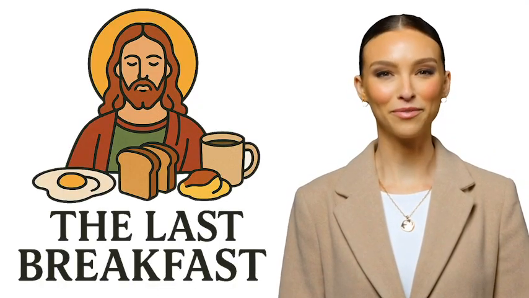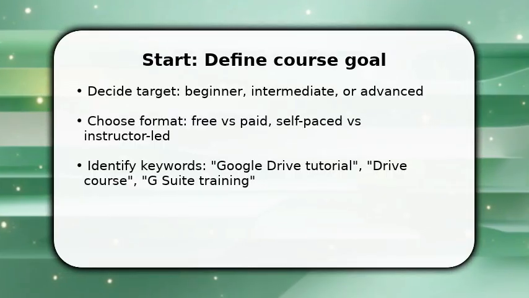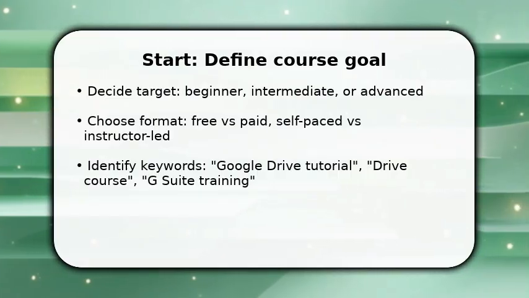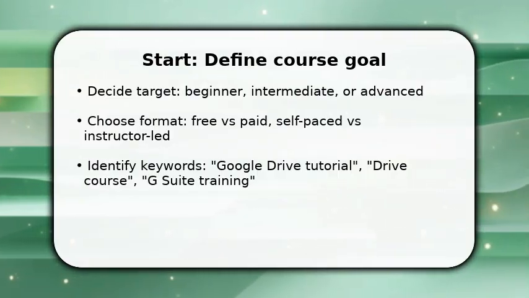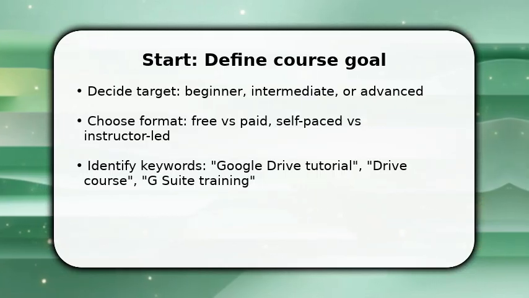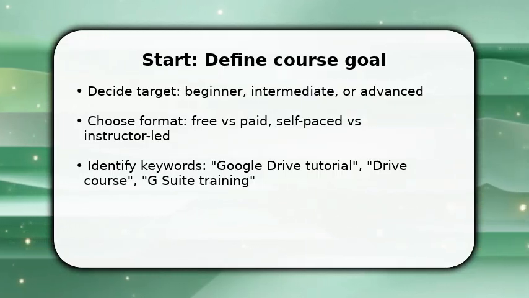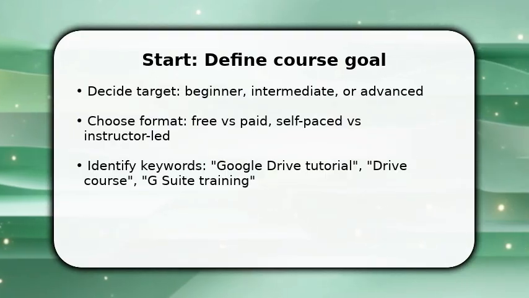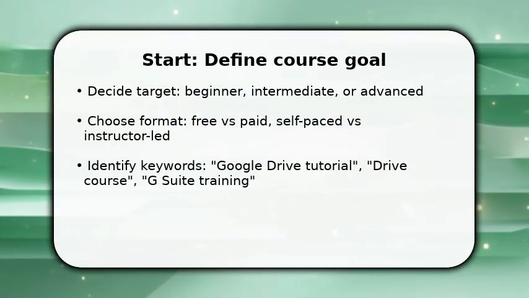Please enjoy the video. You begin by defining the goal. Decide whether you need a beginner overview or advanced workflow training. Once done, pick free versus paid and instructor-led versus self-paced so you can filter results quickly. Make sure to list 3-5 keywords that match your goal because search precision saves time.